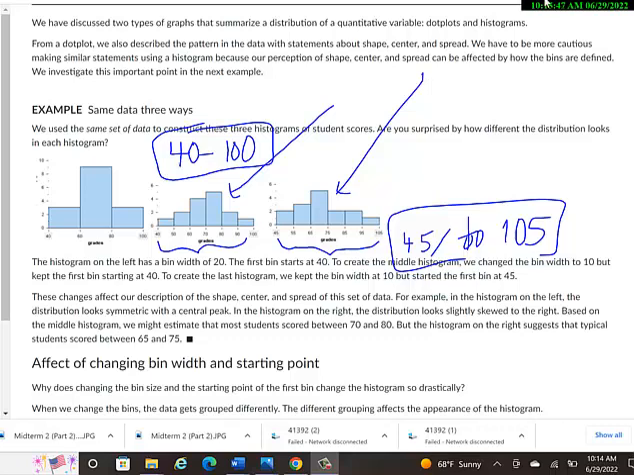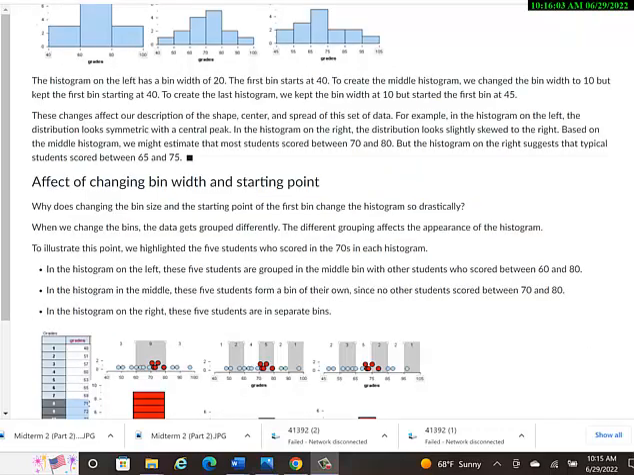and also how many bins we choose, obviously. As described here, the change in the number of bins from the left one to the middle one, and then the range of x values from the middle to the right one, affects the shape, the center, and the spread of this data. For example, in the histogram on the left, the distribution looks symmetric with a central peak. But in the histogram on the right, the distribution looks slightly skewed to the right. Based on the middle histogram, we might estimate that most students scored between 70 and 80, but the histogram on the right suggests that typical students scored between 65 and 75.